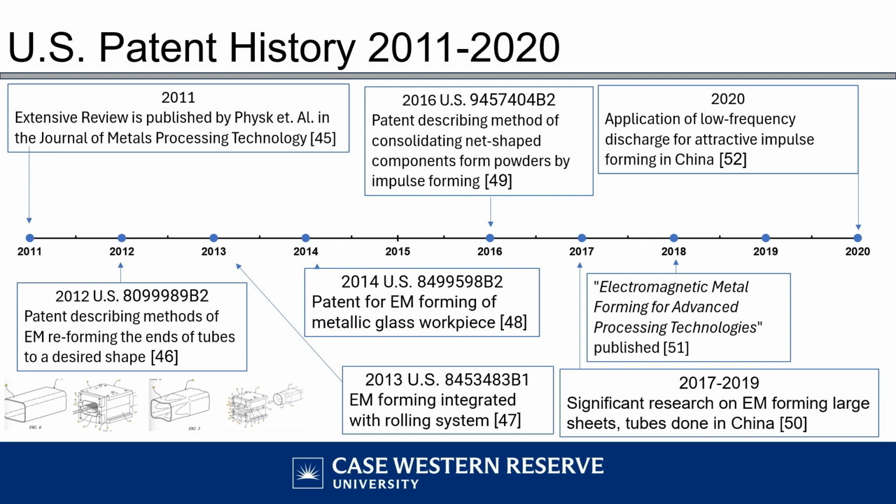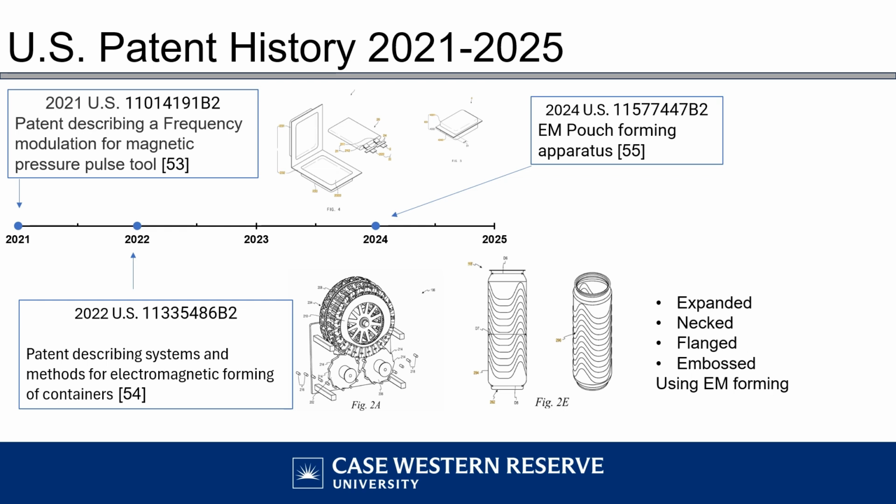Methods for forming metallic glass workpieces, integration of EM forming into other metal forming systems including roll mills, advancements in use of magnetic impulse forming to consolidate metallic powders, and a great deal of literature on EM forming done and published in China. Patents continue to be granted for new methods and apparatuses utilizing EM forming in the last 5 years, particularly for automating the forming of metal containers.